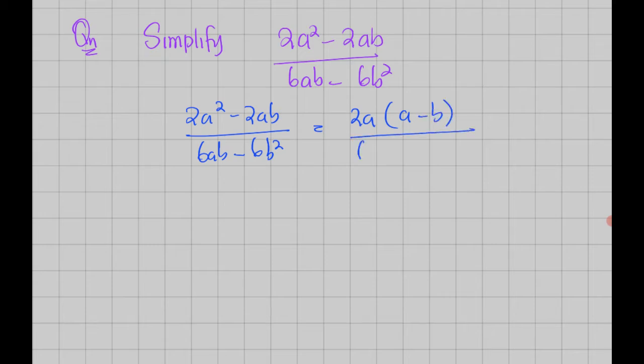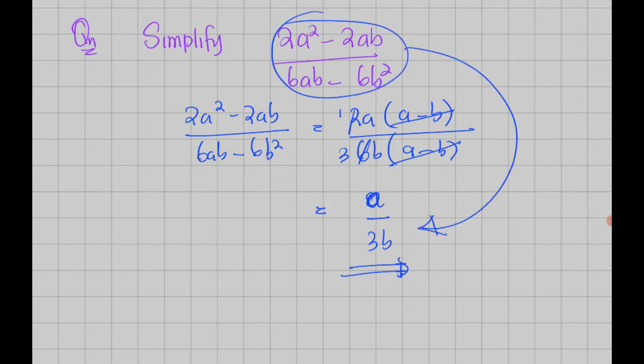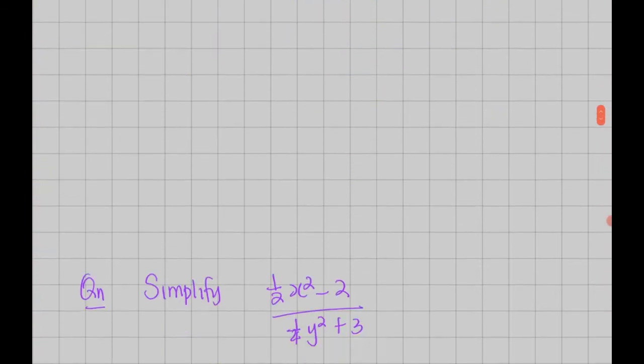What's the factor here? It's 6b, right? 6b into 6ab, we get a, and 6b into minus 6b squared, what do we get? We get negative b, right? And we can see that a minus b and a minus b can cancel each other, and you can say 2 into 2 is 1, and 2 into 6 is 3. So what do we get? We get a over 3b as our answer. So we have simplified this expression into this, right? So let's move to the next one.